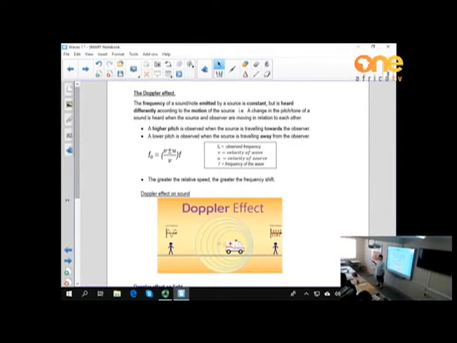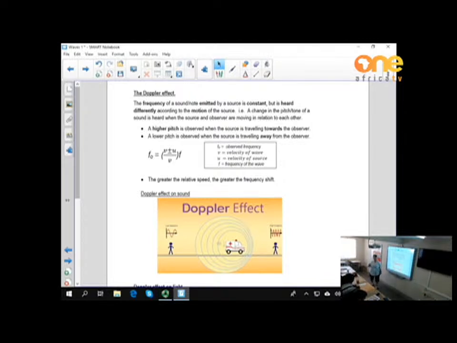If you watch motor racing on television, as the motor car or the motorbike approaches the person where the microphone is, and it passes that point, you can very clearly hear the change in frequency. When it approaches you, you hear a very high frequency, and then when it goes past you, a low one. That is the Doppler effect.